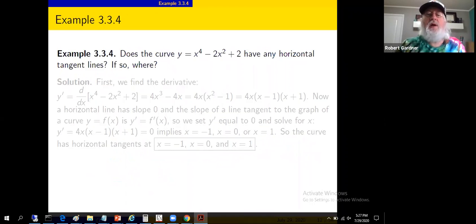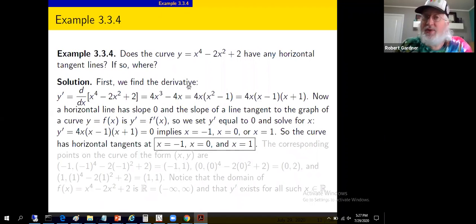Another example: does the curve y equals x to the 4th minus 2x squared plus 2 have any horizontal tangent lines? If so, where? Tangent lines. Let's see. Slopes of tangent lines are given by derivatives. That was the whole point of defining derivatives the way we did. So let's find the derivative of this function. Let's find dy/dx or y prime. The derivative with respect to x of the function.